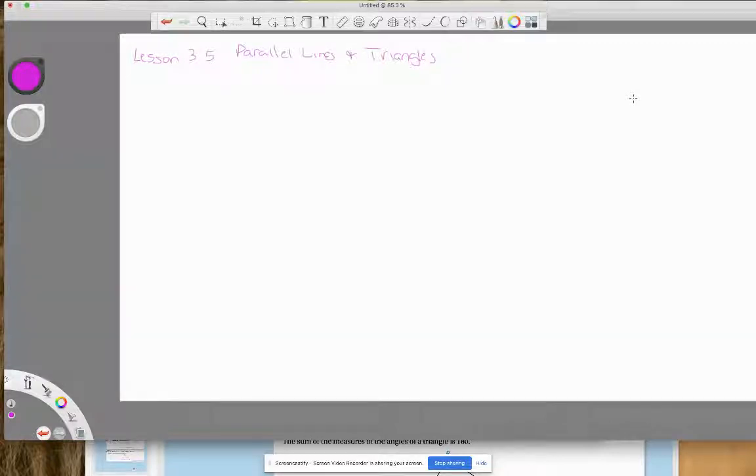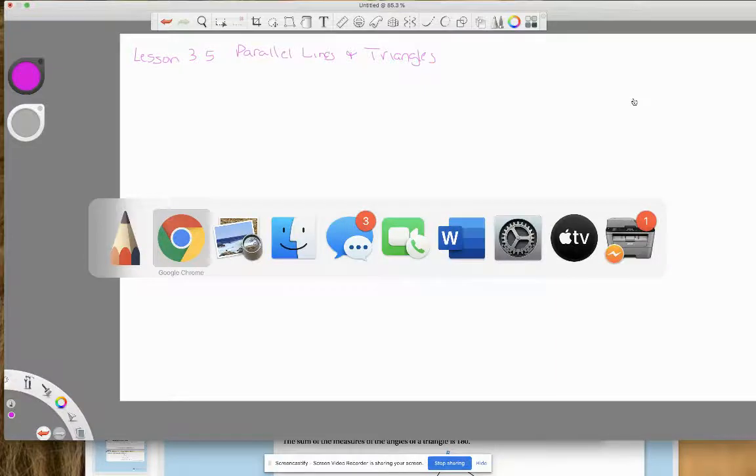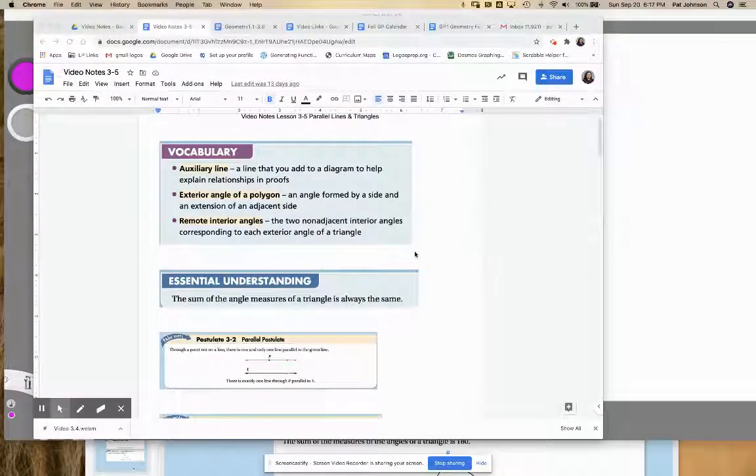Hi there, this is lesson 3.5, parallel lines in triangles. So I want you to get out your video notes and let's go through them. Okay, so here's our three vocabulary words. We're going to get to exterior angle of a polygon and remote interior angles in just a minute.